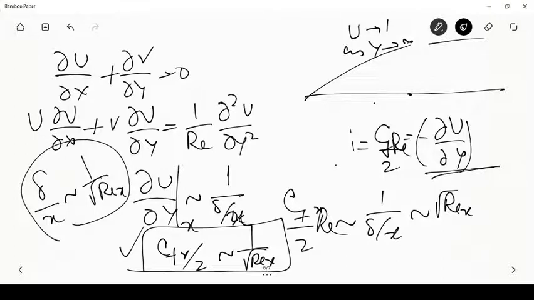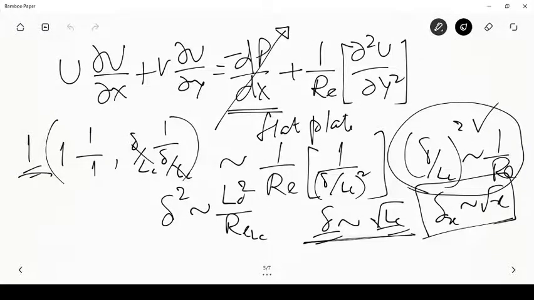So we basically say that this del u by del y, or if you want to write this CF by 2 into Re, then that will be proportional to square root of Rex. Okay, so this is the result that you get. CF is 1 over square root of Rex and CF into Re is square root of Rex. So this gives you the solution for the fluid mechanics part of it. What is the non-dimensional shear stress at the wall? Non-dimensional shear stress at the wall, which is tau wall divided by rho u infinity square.